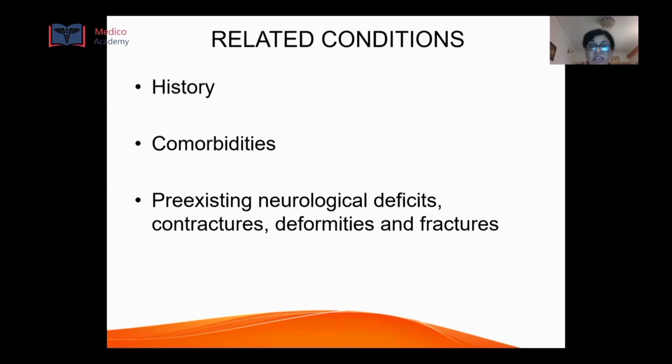Now, there may be certain related conditions which have to be taken into account. A thorough history of related diagnosis is essential. Important comorbidities include scoliosis and restrictive pulmonary disease, congenital or acquired cardiac lesions, craniocervical and facial abnormalities, hydrocephalus, dental disease, and obesity. Pre-existing neurological deficit, contractures, deformities, and fractures should also be carefully documented to aid the planning of positioning and handling.